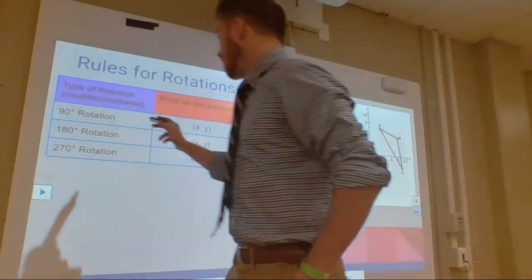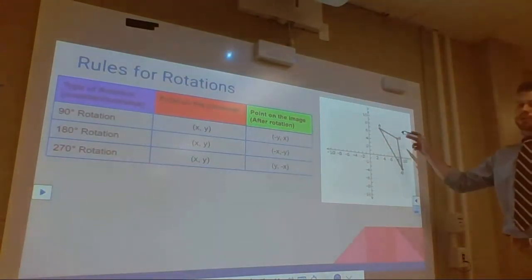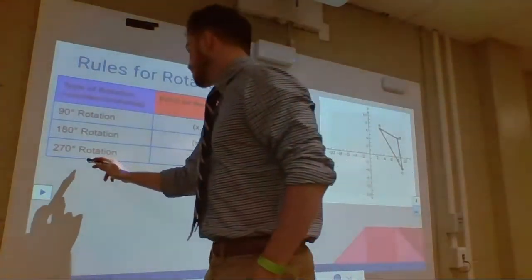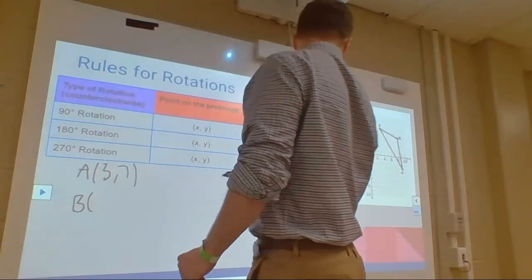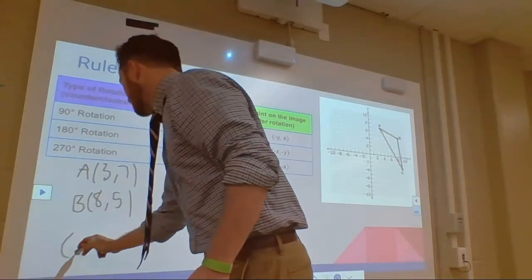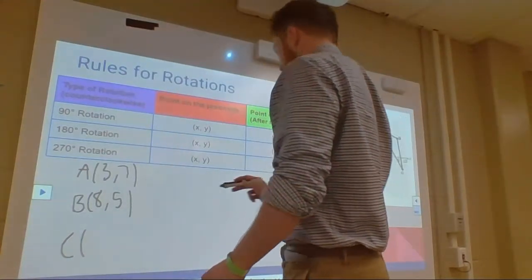All right, so we're going to look at triangle ABC, and I'm going to first just write down the coordinates of these points. Point A has coordinates 3, 7. B has coordinates 8, 5. And point C has coordinates, let's see, 9, -3.